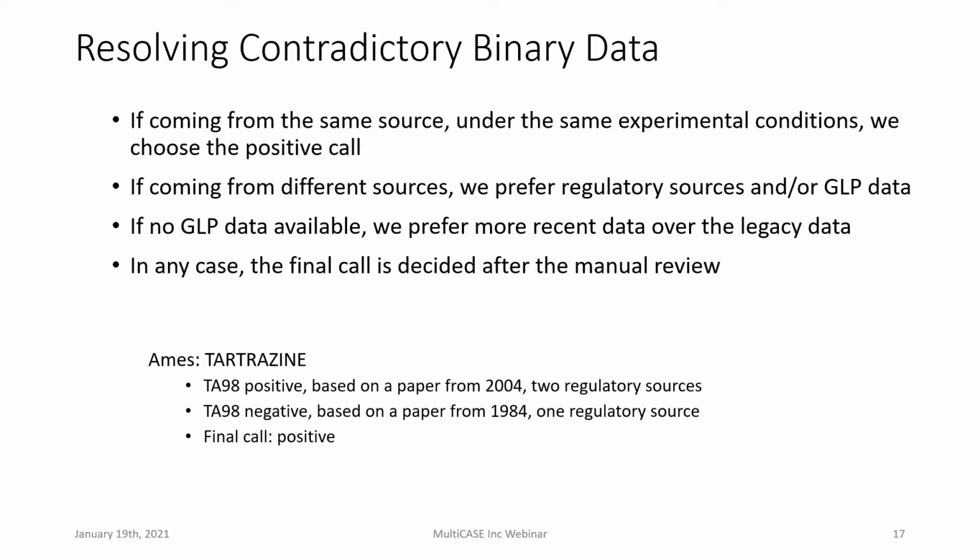After reviewing both papers and sources, we decided it's positive. But if we just use a brief algorithm, an easy solution, probably you can say, oh well, we have a recent paper, it says positive, and we have 2 regulatory sources, probably we should go with this call. So the manual review would be fairly quick.